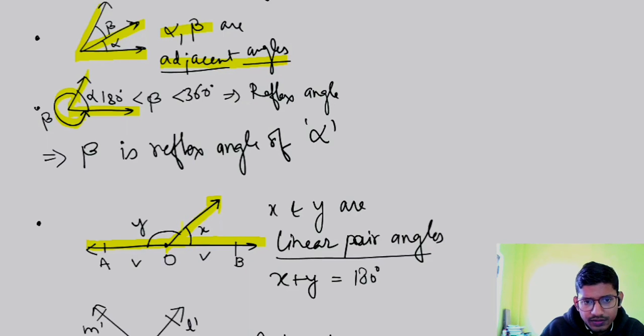Now, if a straight line AB is taken and a ray stands on it, then the ray and the line will form two angles, one on the right side and another on the left side. These two angles are called linear pair angles because, since it's a straight line, the sum of these angles will always be 180 degrees.